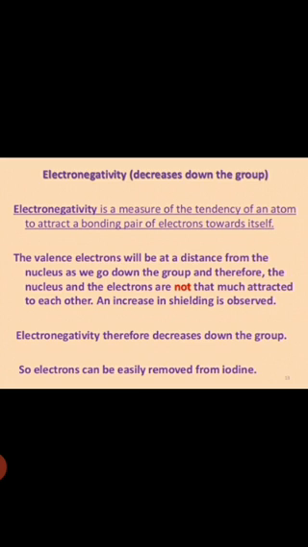Now, students, we will discuss the electronegativity. Now, the halogens have high electronegativity. You know, it's a measure of the tendency of an atom to attract the shared pair of electrons toward itself. So the valence electrons will be at a distance from the nucleus as we go down the group, and therefore the nucleus and the electrons are not much attracted to each other. An increase in the shielding is observed. So the electronegativity decreases down the group, right? Because of smaller atomic size and greater effective nuclear charge, fluorine is the most electronegative element in the periodic table, right?